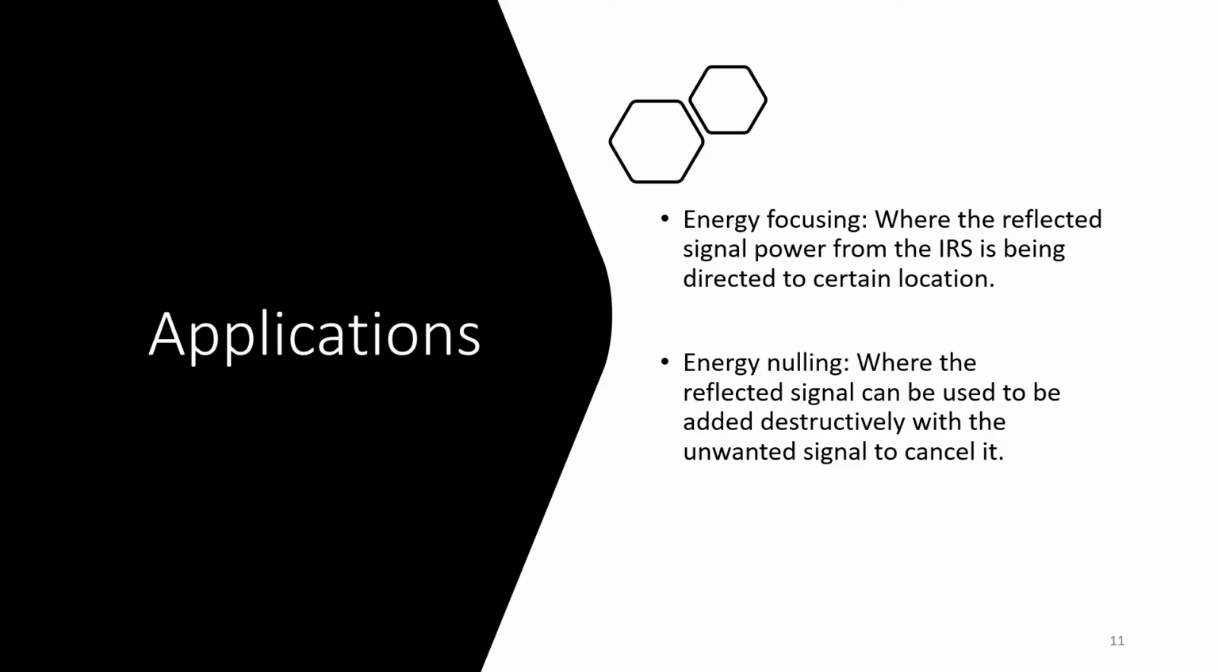Applications. We have many applications. One of them is energy focusing, where IRS can be used to direct the reflected signal power to a certain location. Another application is energy nulling, where the signals can be added constructively or destructively to cancel the unwanted signal and to get the desired one.